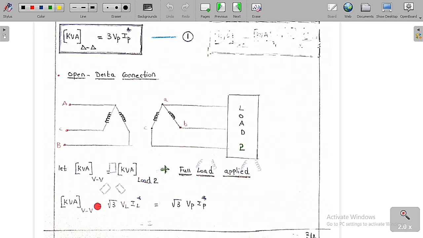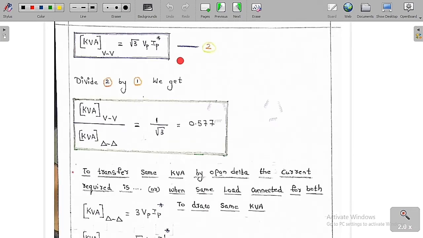Then the kVA rating of this open delta is equal to root 3 VL IL conjugate. VL is equal to Vp and IL is equal to Ip, because in the open delta the line current is equal to the phase current. So line voltage is equal to phase voltage and line current is equal to phase current. So you are going to get root 3 Vp Ip conjugate. This is called the second equation. So the kVA rating of this open delta is equal to root 3 Vp Ip conjugate.